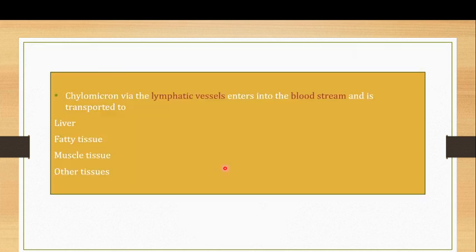Now, when these chylomicrons are made inside the enterocytes, they are transferred into the bloodstream via the lymphatic vessels, and when they enter the bloodstream, they are transported to the liver, to fatty tissues, to muscle tissues and other tissues in the body, where they are utilized for the normal physiological functions of the body.